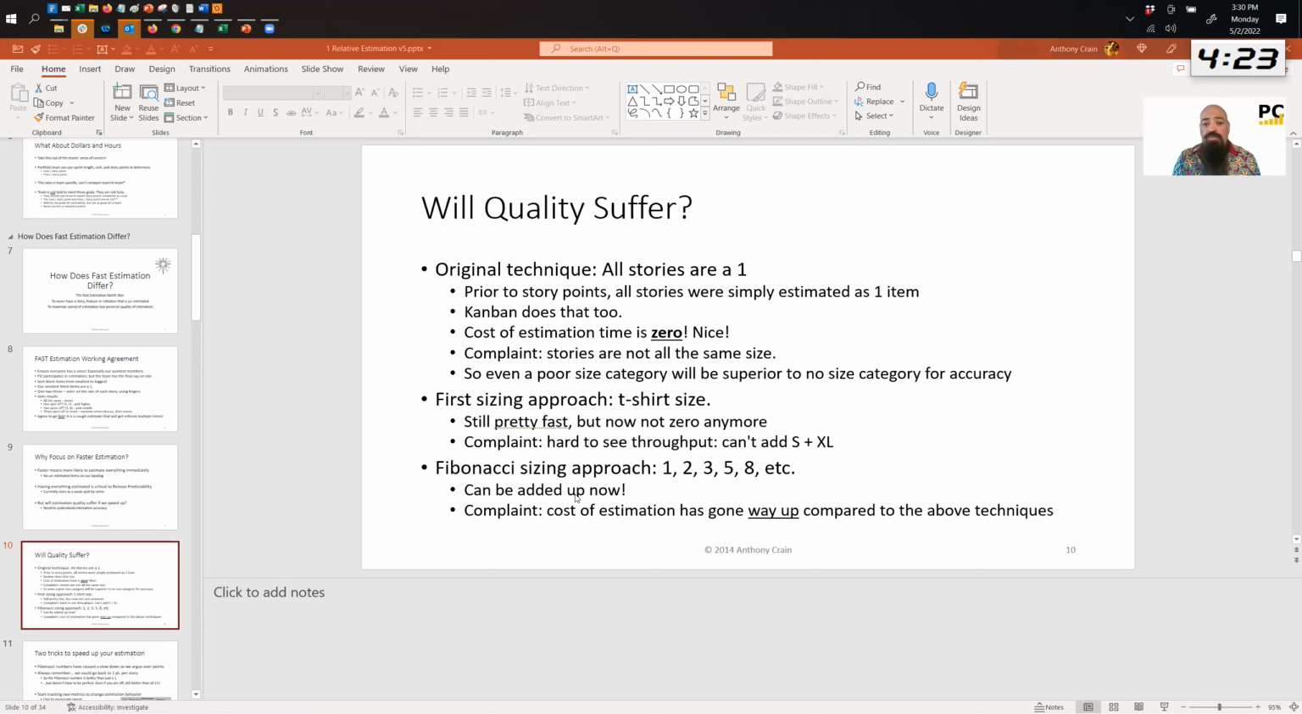So with the Fibonacci, this gave us a lot more sizing, like, oh, that's a bigger one, that's a smaller one. But now people took it too far. People are putting way too much energy into these numbers when originally we were just all ones or all t-shirt sizes. Don't overthink it. And that's why we came up with the working agreement.